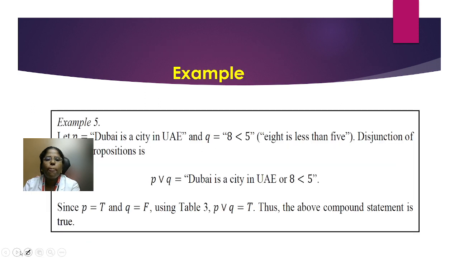So we will have an example. P represents Dubai is a city in UAE, and Q represents 8 is less than 5. The disjunction of the two propositions will give you this. Here it is true, but here it is false. True or false will give you the true statement. So the above compound statement is true, because we are saying Dubai is a city in UAE or 8 is less than 5. Here the OR comes out true because Dubai is a city in UAE is a true statement.